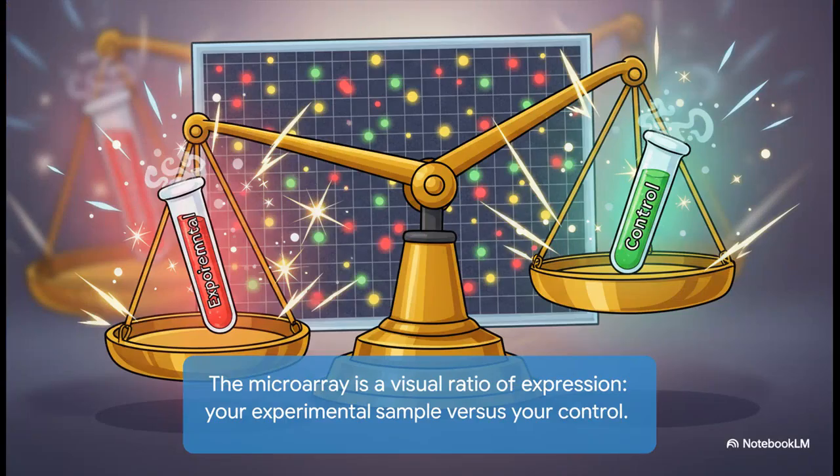So the key takeaway here is that it's all about relative amounts. The color and how bright it is tells you the story of a competition. It's like a tiny tug-of-war on each spot between the cDNA from your control sample and your experimental sample. The final color just shows you who won. It's a beautiful, visual way to see the ratio of expression.